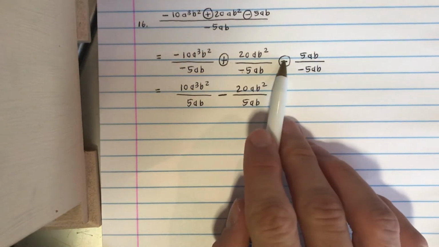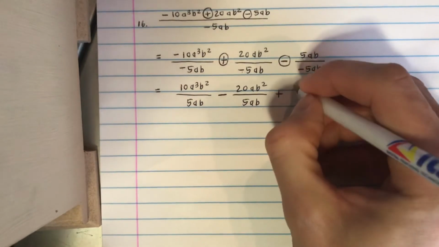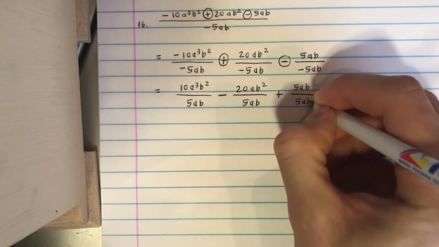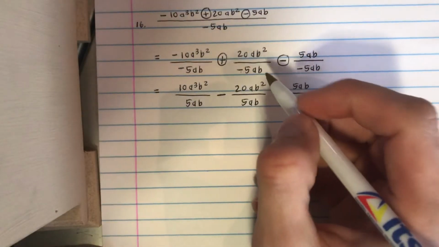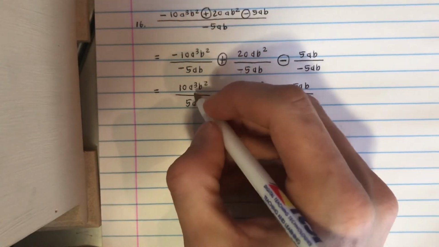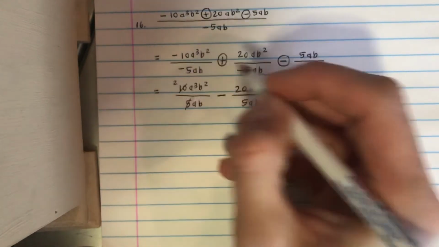Now we have a negative and a negative. That will give us a positive, so we write the positive there. Then we have 5ab over 5ab. Right, and now we can simplify. So what can we say? 5 can go into 10, yes. So it will go into 10 twice.